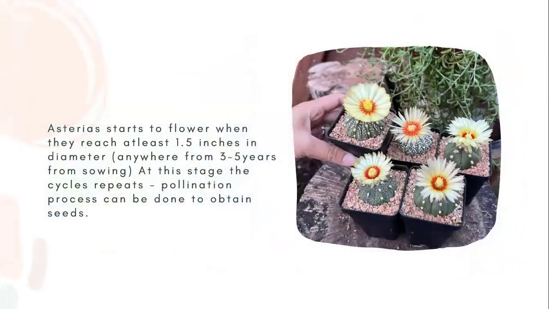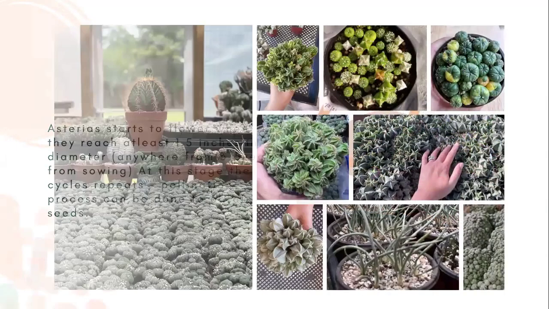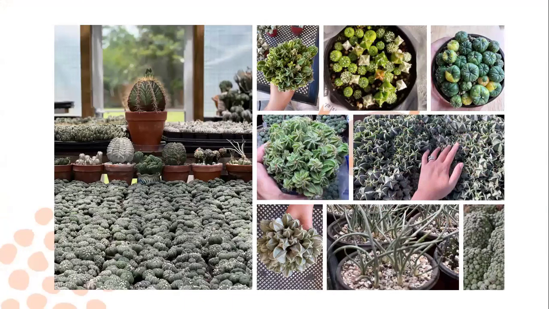Astrophytum asterias will start to flower, give or take, 3 to 5 years from sowing. But they really start to flower when they reach about 1.5 inches in diameter. If you can get to that point quicker, 1.5 inches in diameter, like when you graft it, it will flower for you. So these are some of the seedlings that I've grown.